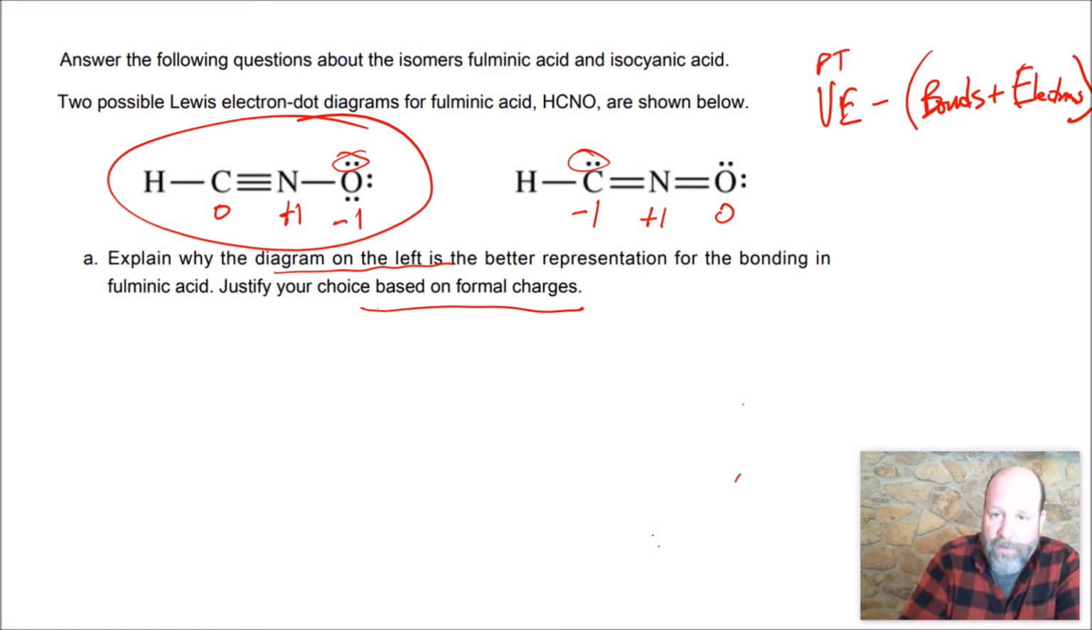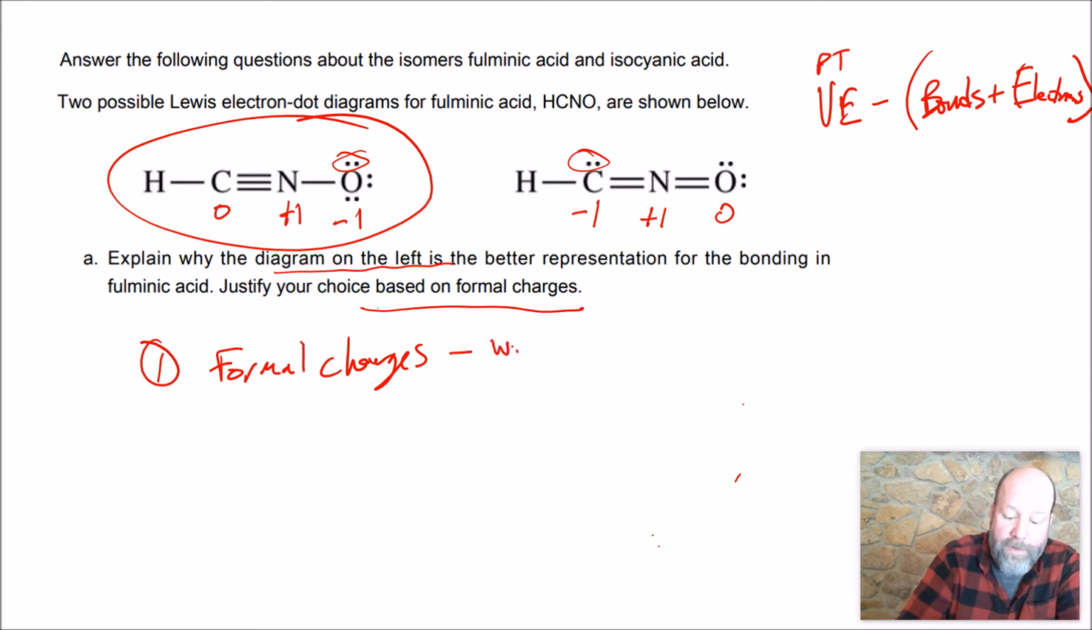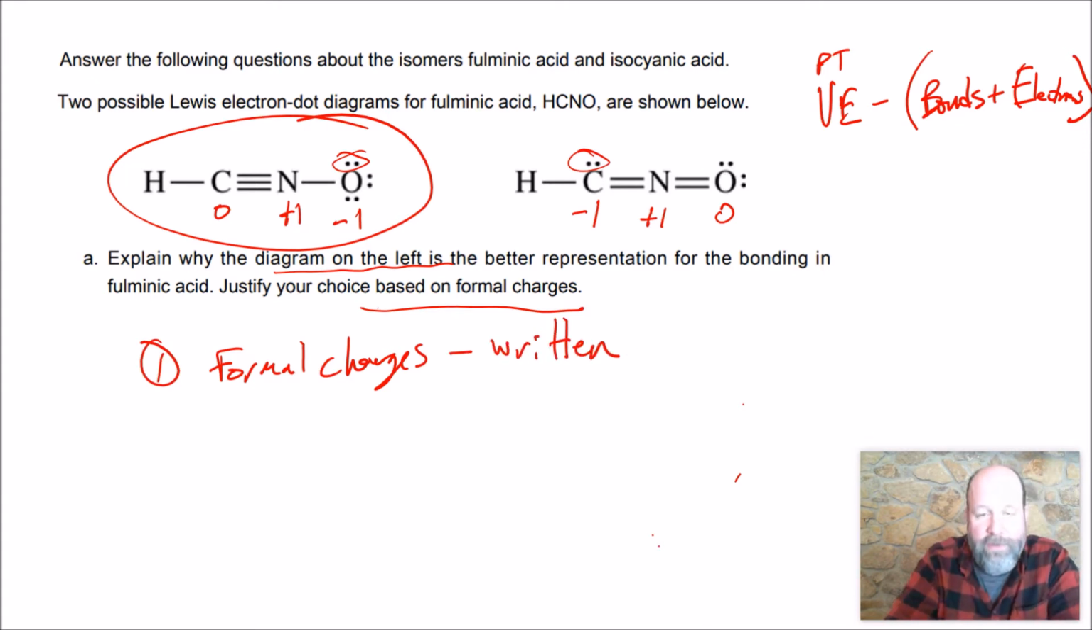So 2 points here for this question. 1, assigning the formal charges. That's 1 point. And these should be written out. In the case of your exam coming up, if you have a question like this, you're going to type them in. Carbon's formal charge is 0 on the first one, minus 1 on the second one. Oxygen's formal charge is minus 1 on the first one, 0 on the second one.